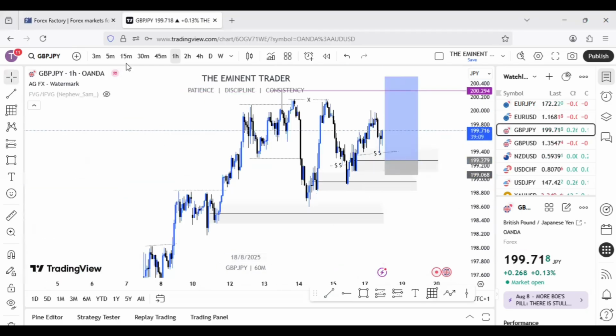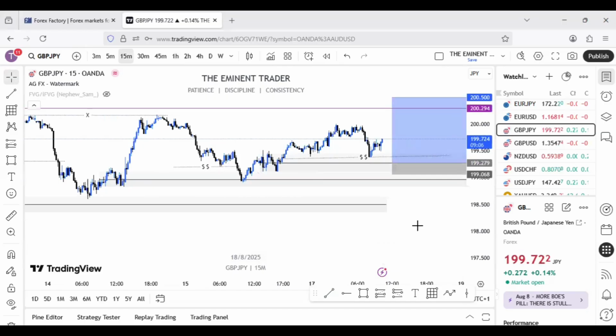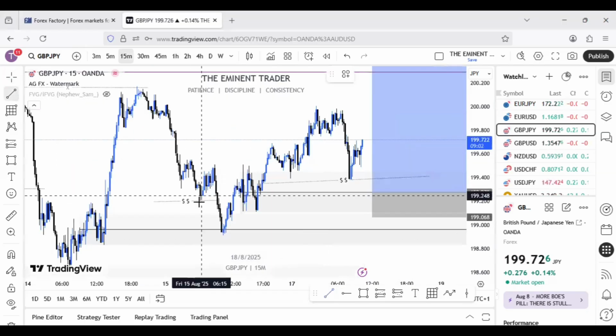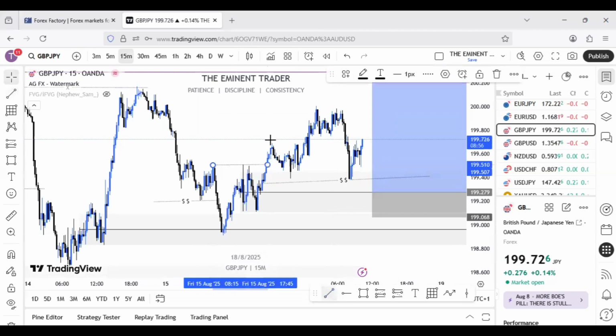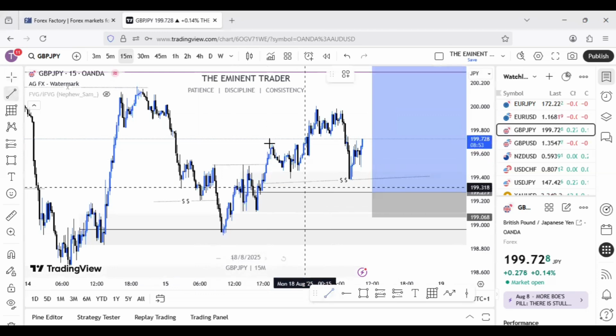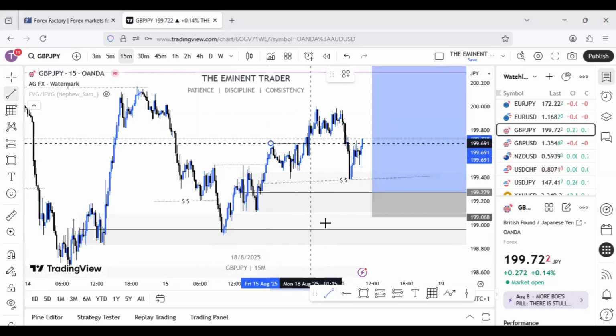So that is that for GBP JPY. There's really nothing. I don't think there's anything much on the 15 minutes. So we shifted on 15 minutes, we shifted there. We broke structure here. We broke structure here, and it created this high.